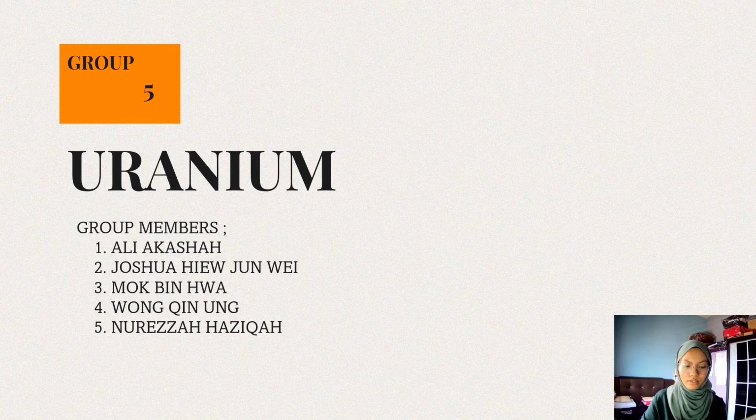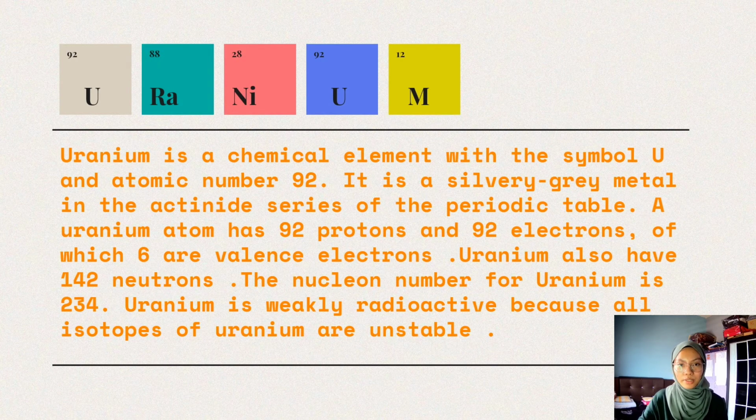Today we want to present about the element that we chose, which is uranium. Uranium is a chemical element with the symbol U and atomic number 92. It is a silvery gray metal in the actinide series of the periodic table. A uranium atom has 92 protons and 92 electrons, of which 6 are valence electrons. Uranium also has 142 neutrons, and the nuclear number for uranium is 234. Uranium is weakly radioactive because all isotopes of uranium are unstable.